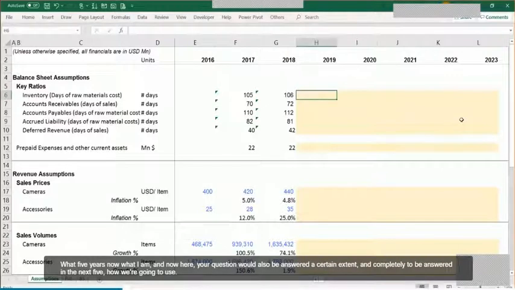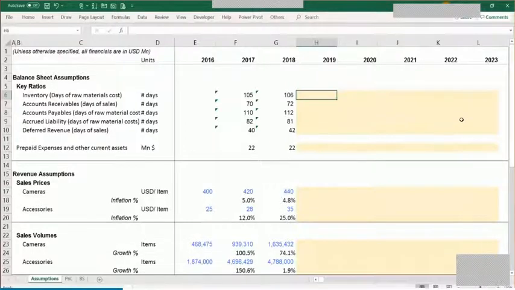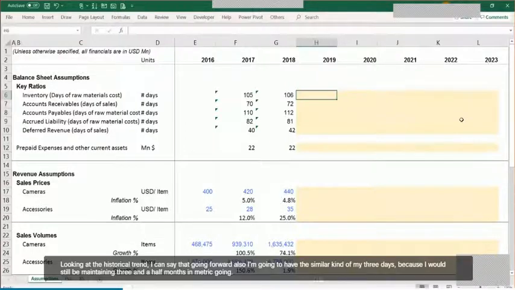Now, Zian, your question would also be answered to a certain extent here, and completely in the next file. How are we going to use these days? Just by looking at the historical data, we have been able to see that the company is maintaining an inventory of roughly 105 to 106 days. So going forward, if I have to project something, looking at the historical trend, I can say that I'm going to have a similar kind of inventory days, because I would still be maintaining a 3.5 months equivalent of inventory going ahead as well.